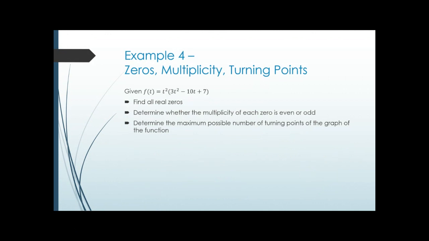So I have another one here. This one is a little more complicated. We're doing the same things. We're going to first find the zeros, then determine the multiplicity, and then determine the maximum number of turning points. So we have f of t equals t squared times 3t squared minus 10t plus 7. So to find the zeros, which again I'm going to do in red, you set that equation equal to 0.